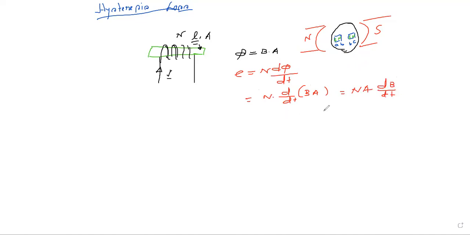And also we know that H is equal to N I by L. From that we can calculate I: I is equal to H into L by N, because in the previous class I already showed you that H is proportional to I. Also, as per definition, magnetic field strength is equal to magnetomotive force per unit length.